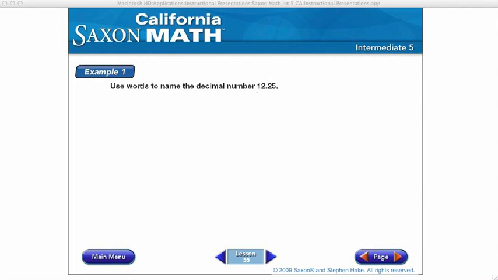Okay, we have the 12, we have the decimal, and we have the 25. So let's talk about naming this one section at a time. You already know how to write whole numbers. So we write it just like normal, 12, or whatever your whole number may be.